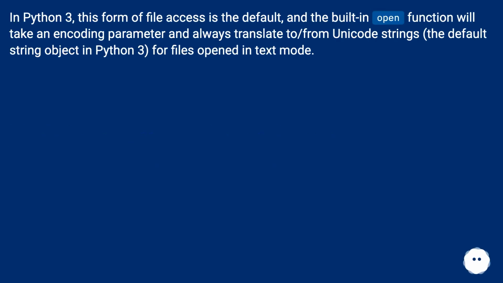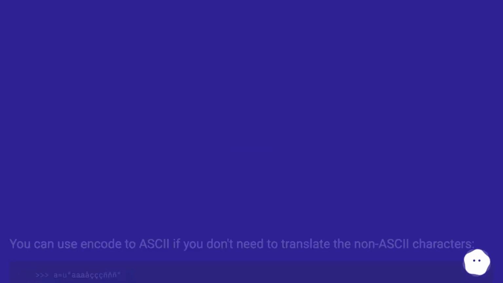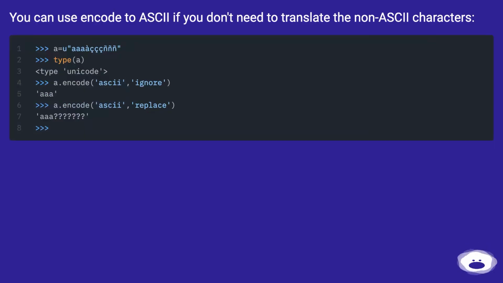In Python 3, this form of file access is the default, and the built-in open function will take an encoding parameter and always translate to and from Unicode strings, the default string object in Python 3, for files opened in text mode. You can use encode to ASCII if you don't need to translate the non-ASCII characters.